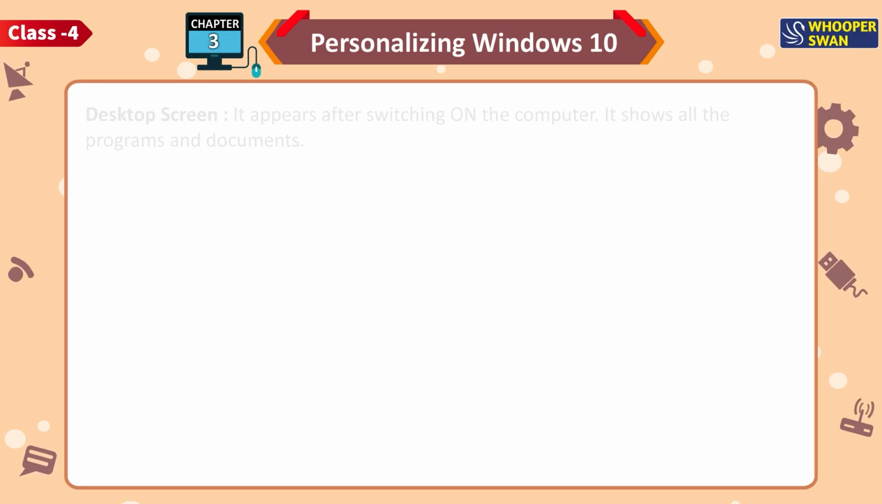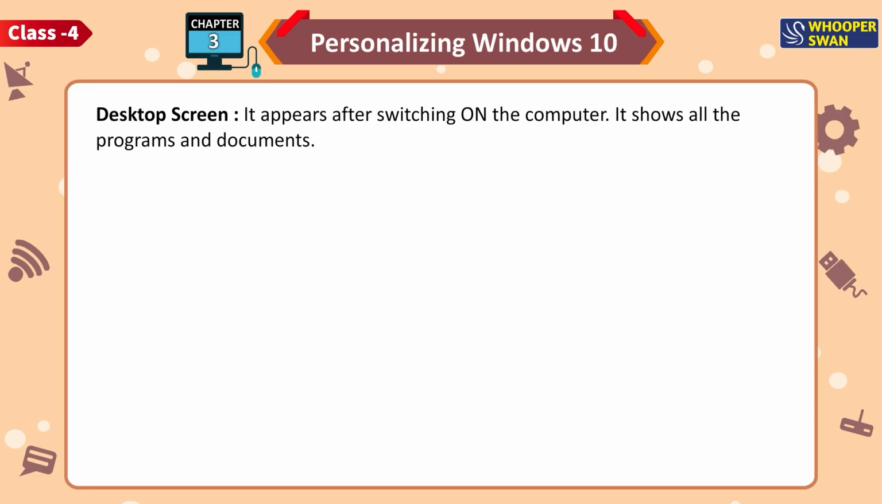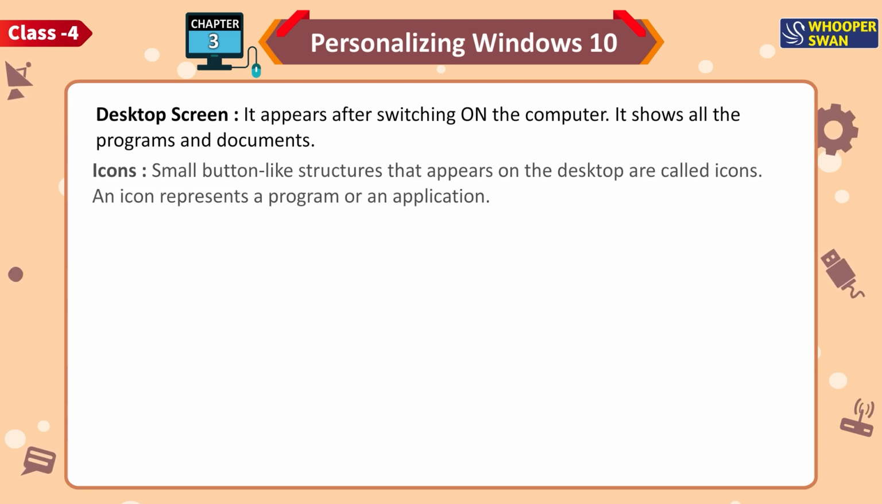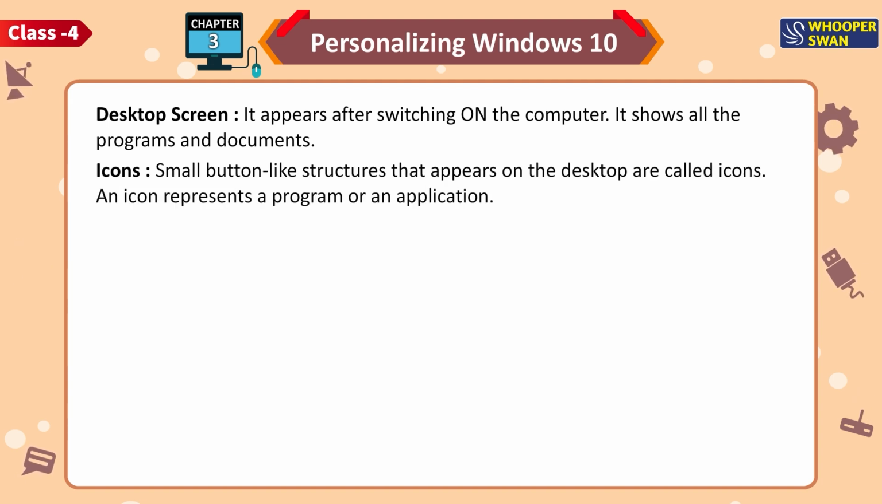Notification area. Desktop screen. It appears after switching on the computer. It shows all the programs and documents. Icons. Small button-like structures that appear on the desktop are called icons. An icon represents a program or an application.